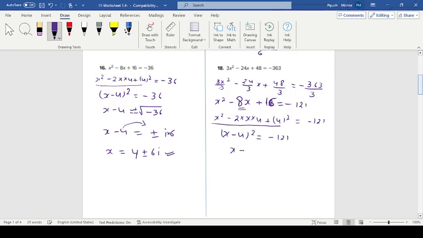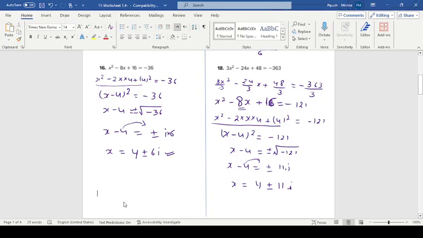Further solve it. So x minus 4 is equal to square root of minus 121 with plus minus sign. Further solve it. x minus 4 will give you here plus minus, minus will give you i, and square root of 121 is 11. Okay, now change this 4 this side. x equals 4 plus minus 11i. Okay, so this is your answer. I hope till now you all have understood whatever has been told to you.